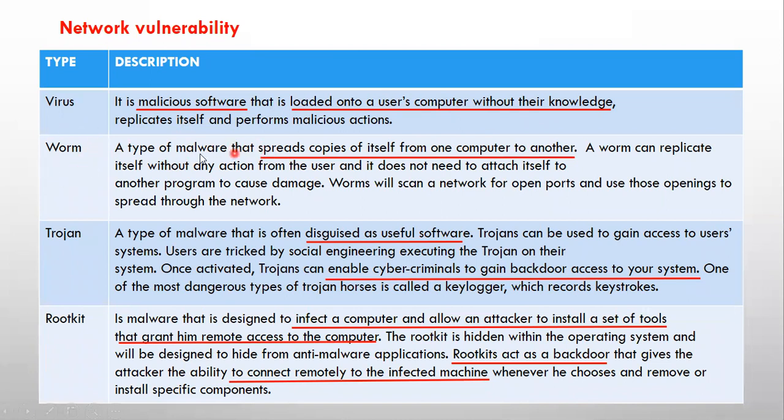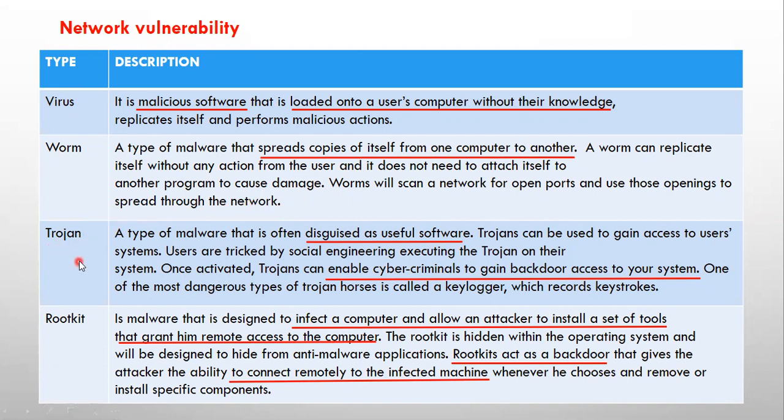A worm is a type of malware, that's malicious software, that spreads copies of itself from one computer to another. So a worm is able to make copies of itself. A worm can replicate itself without any action from the user, and it does not need to attach itself to another program to cause damage. Worms will scan a network for open ports and use these openings to spread through the network. So a worm can make copies of itself and spread, causing damage.